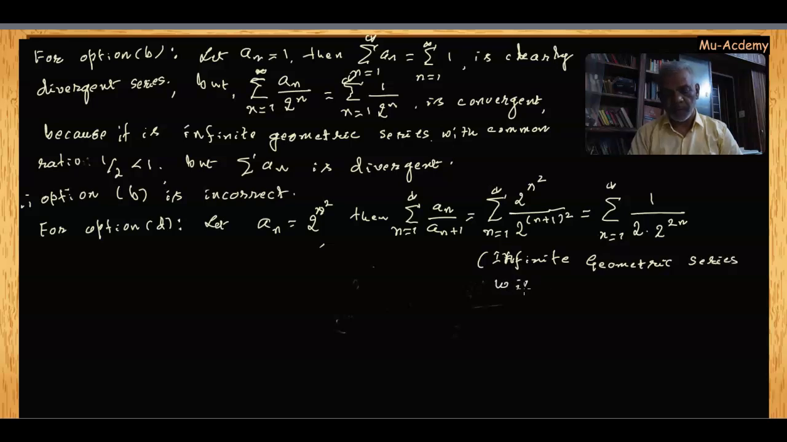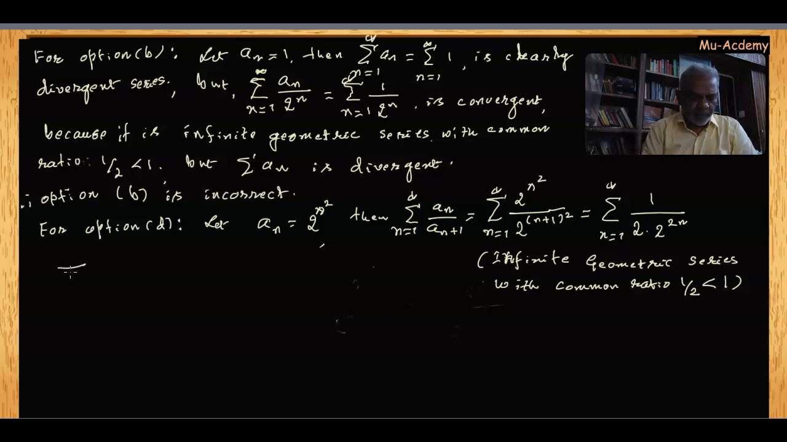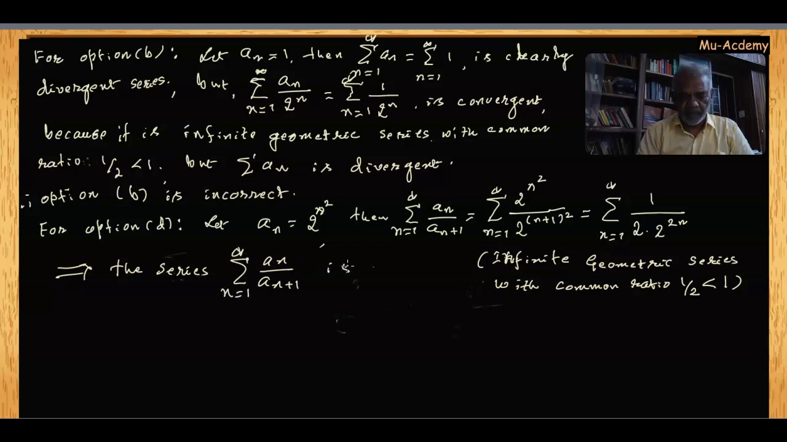Series with common ratio 1 by 2 less than 1, and therefore this implies the series summation of an by an plus 1 from 1 to infinity is convergent.